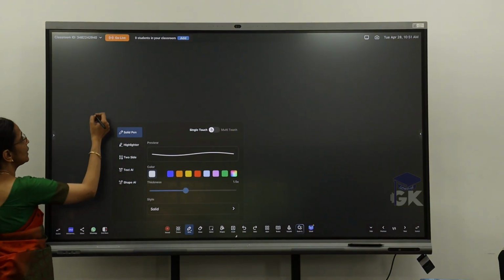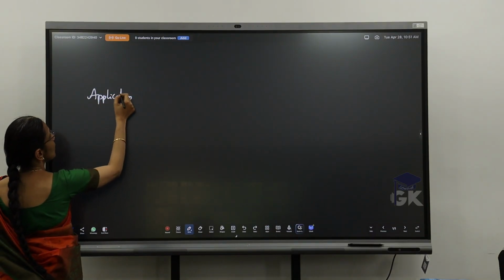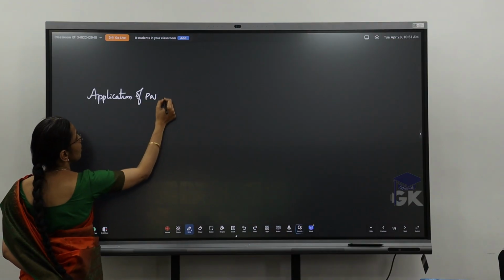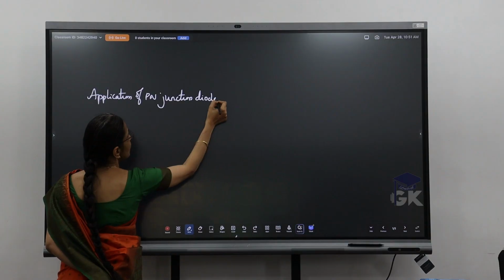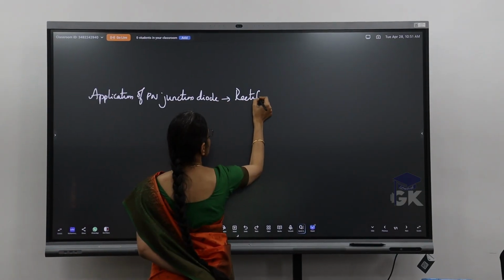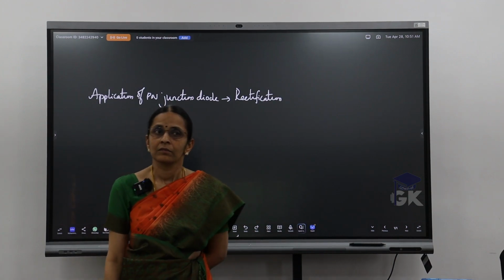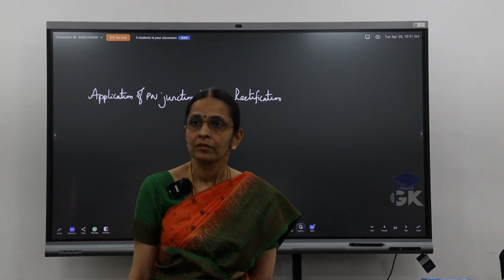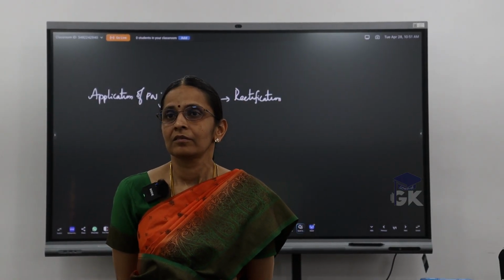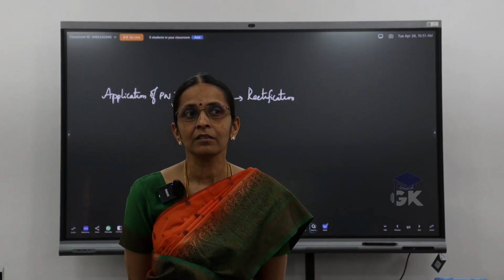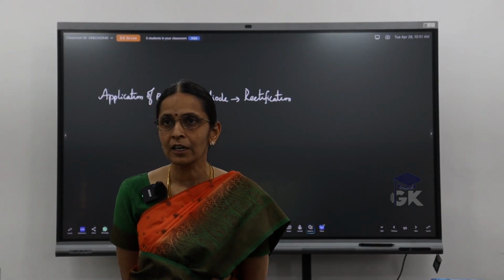So having learnt about the PN junction, now the application of your PN junction diode is, one main is it can be used for rectification. What are the other applications that come to your mind? Polarity protection. Then for your ESD, such that there will not be an immediate surge in current.